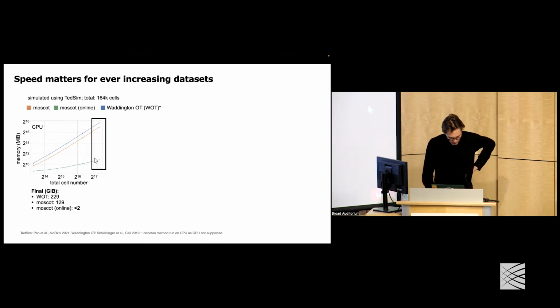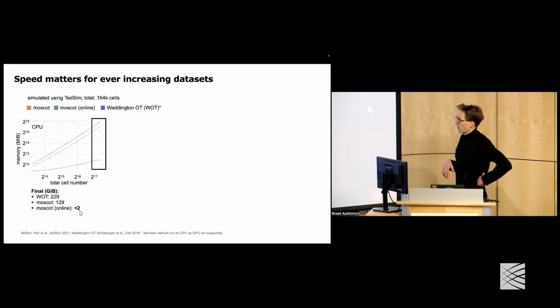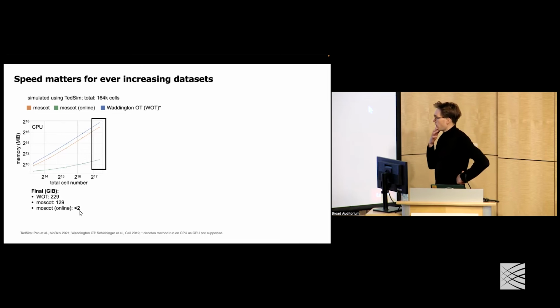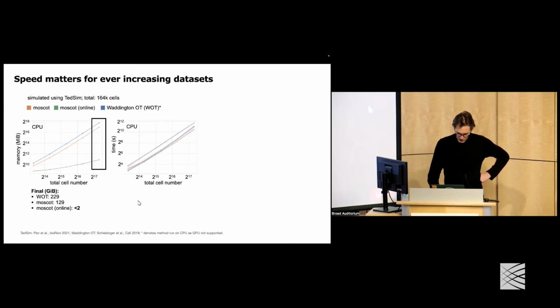For the final cell number, which was, how many cells was it? It was 164,000 cells. So for this number of cells, Waddington OT takes around 230 gigabytes of memory, where Moscot in the online version takes less than 2. So if you think about GPU memory, this is something you can easily run on pretty much any GPU. Whereas if we wouldn't use this online version, we would need 130 gigabytes of memory, which becomes prohibitively expensive very soon.